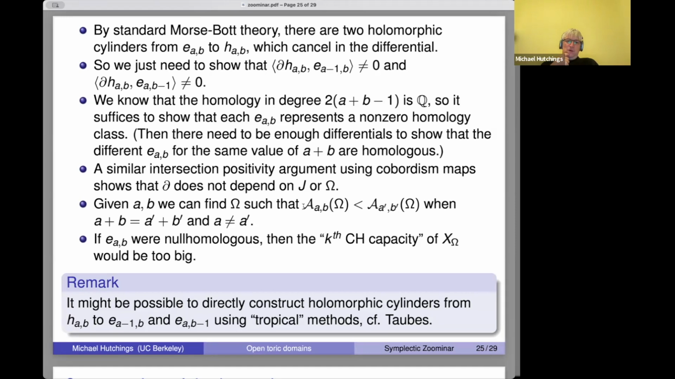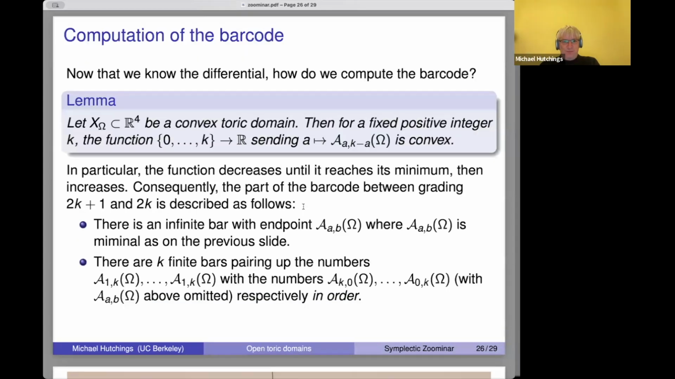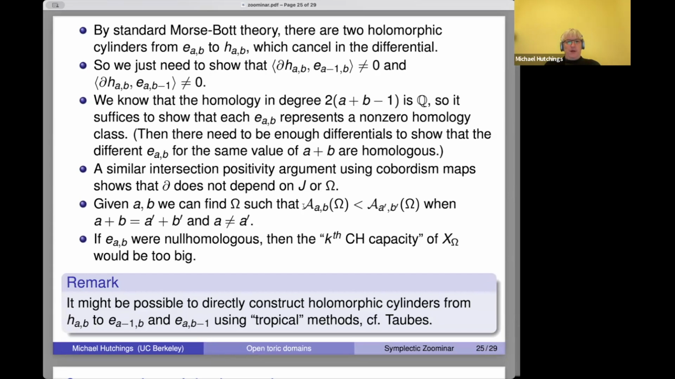So that homology class has to be non-zero, otherwise the action would be bigger. The capacity would be bigger. So that's the sketch of the proof for the calculation. Maybe I should ask if there are any questions about all of that.